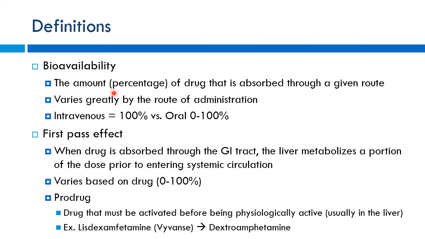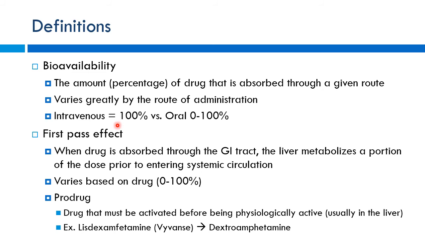There's going to be the amount or the percentage of drug that gets absorbed via a given route. This can vary pretty greatly by route of administration. We'll talk about routes a little bit later on. But just know, for example, intravenous: if I inject a drug directly into your veins, the bioavailability is what? 100%. Putting it right into the systemic circulation is all right there. I didn't lose any at that point.